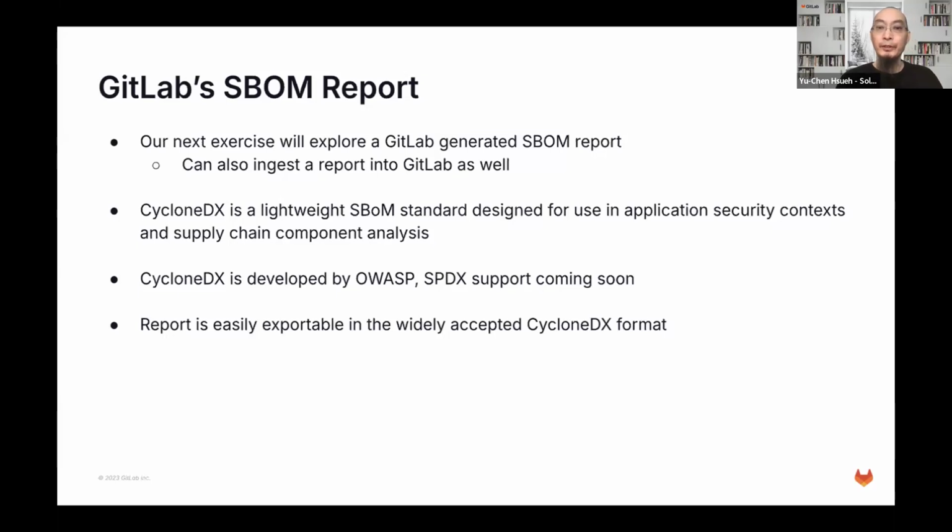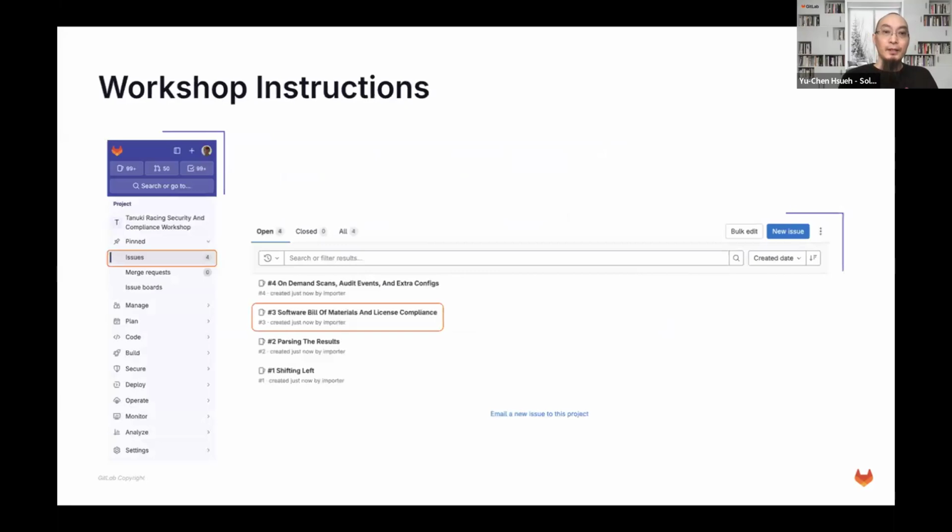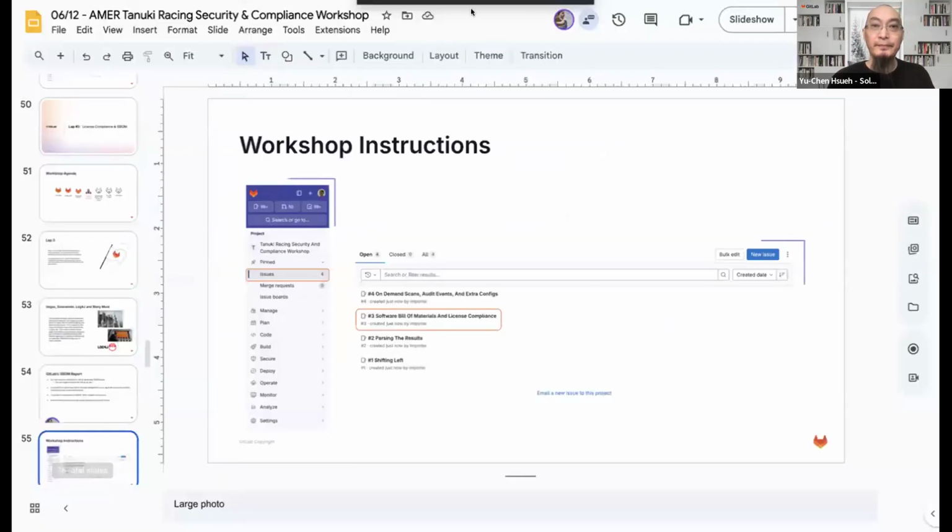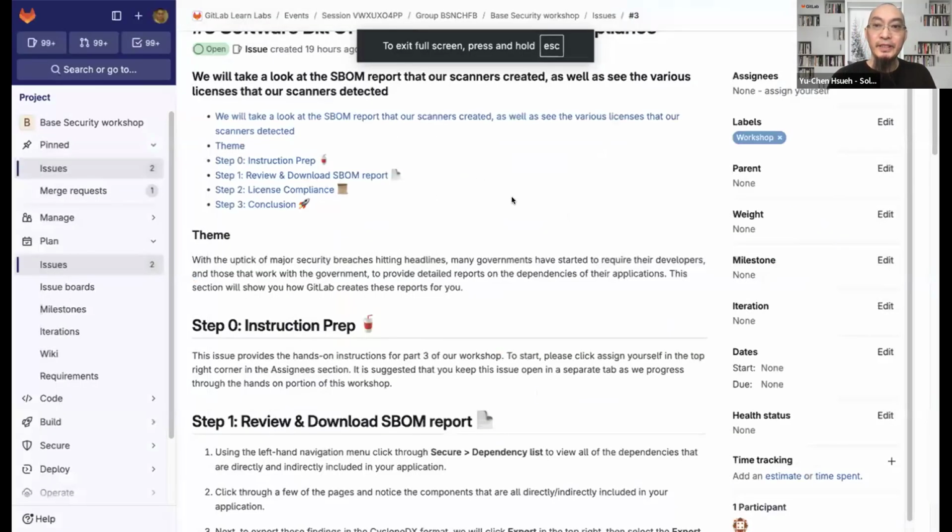It is rendered in the product UI. And of course, it can be exported in a couple of different formats, chiefly CycloneDX, like we said. All right, let's go ahead and jump right into lab number 3, software bill of materials and license compliance. Go ahead and pull it up.